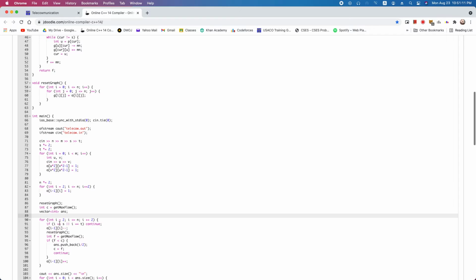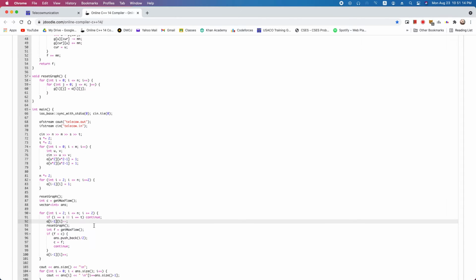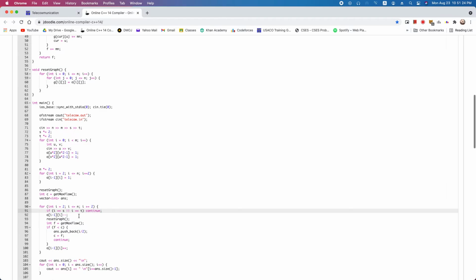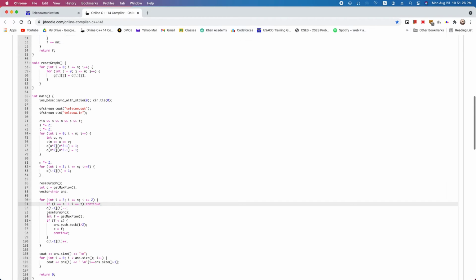And then here we'll just look at each of the nodes and see what happens if we remove that node. So first we have to make sure that the node we're removing is not the starting node or the ending node, because it's not allowed in this case. And then here we will see what happens if we decrease this by 1.